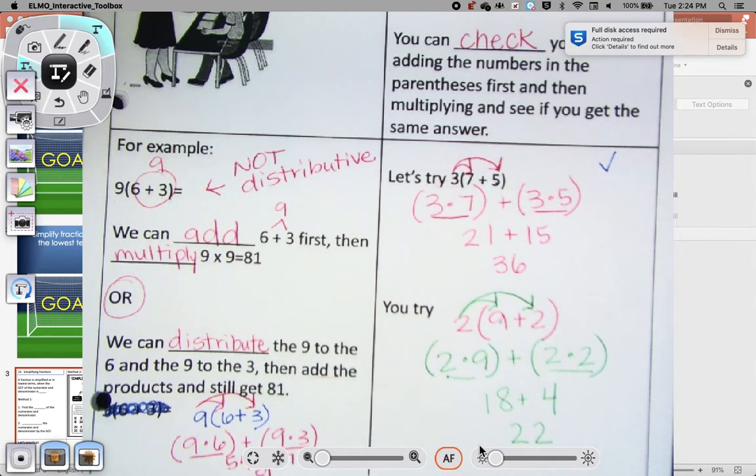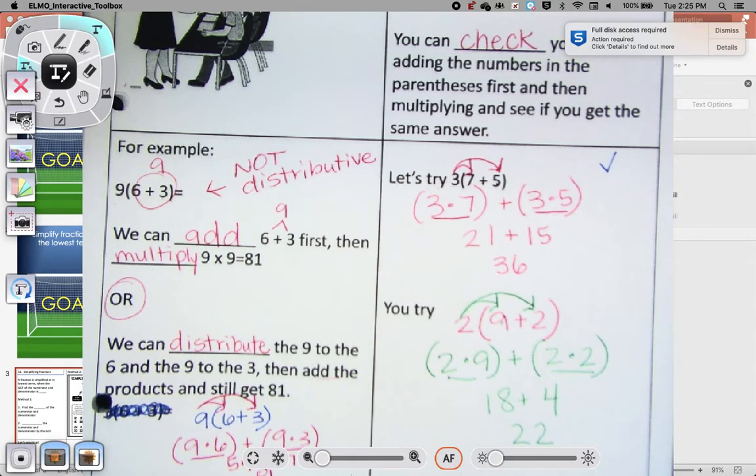And we got 22. Okay, great job, mathletes. Let's head to the batting cages.